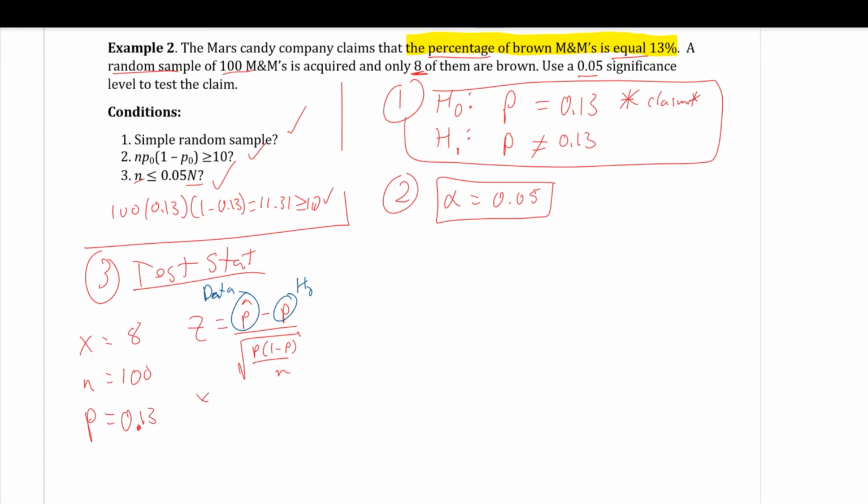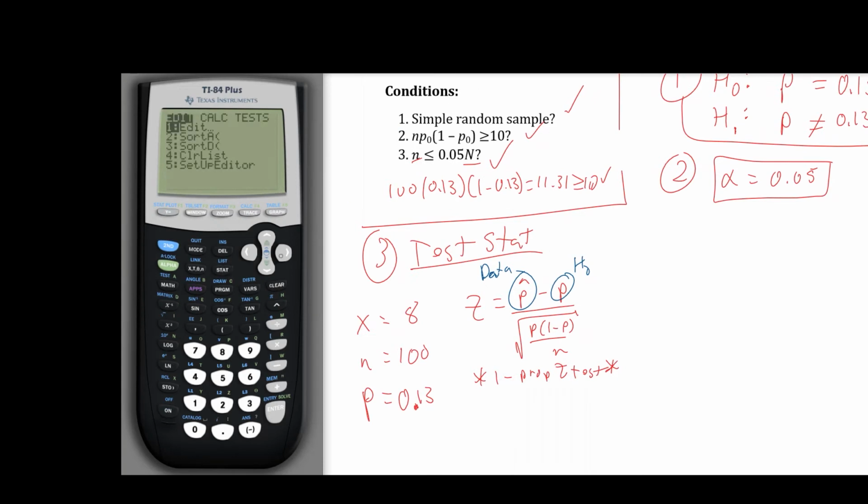Let's go ahead and run this through the one prop z test. On the calculator, go to stat, then test, one prop z test. The proportion from the null hypothesis was 13%, so 0.13. X was 8, and n was 100. What was our alternative? If you look at step 1, it was that P was not equal to 0.13. So we make sure the not equal to is highlighted by pressing enter over it. Then let's calculate.